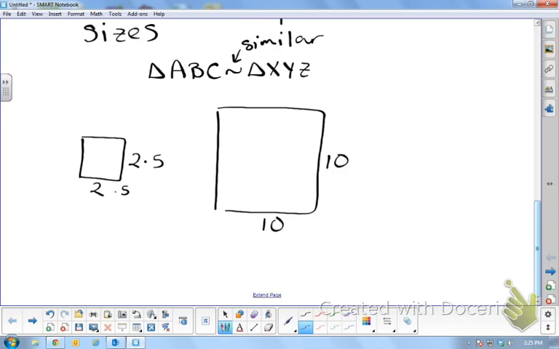If I changed and said only 2 times 4 on one of them, I'd get a rectangle instead of a square. It'd change the shape. So we've got to be able to check that we multiplied by the same amount to see if those two ratios are the same.